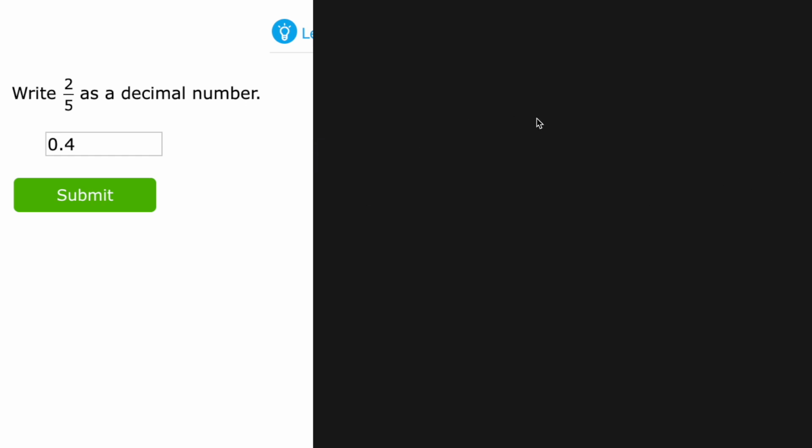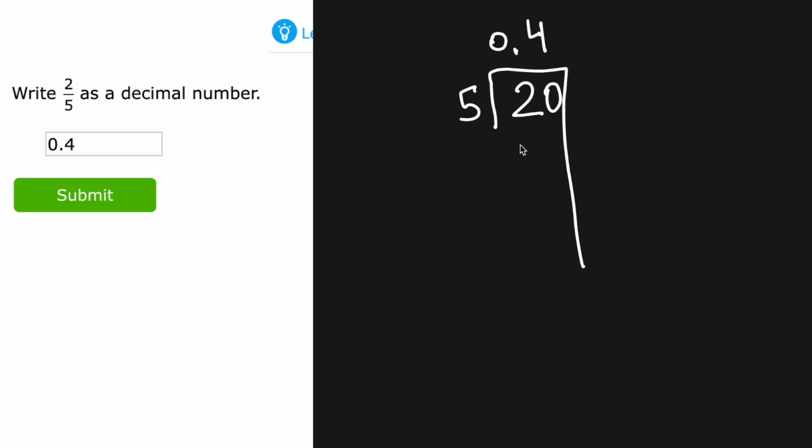The last method, which acts as a good failsafe, is to just divide the numerator by the denominator. So in this case, 2 divided by 5. How many times does 5 go into 2? Well, 0. Add our decimal point and add our 0. Now how many times does 5 go into 20? Well, it does 4 times. And 4 times 5 is 20, so we have no remainder, which means we're done.